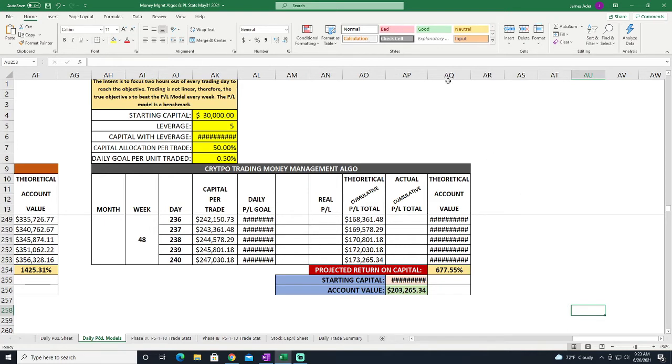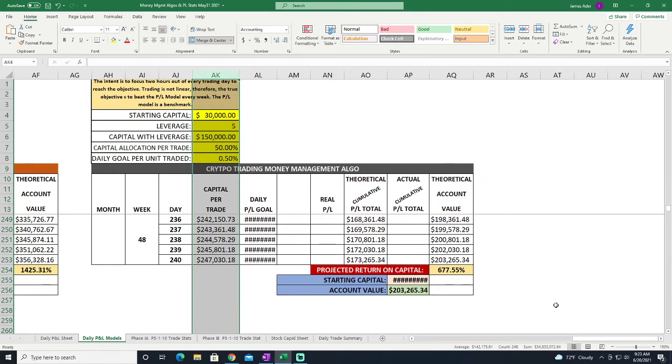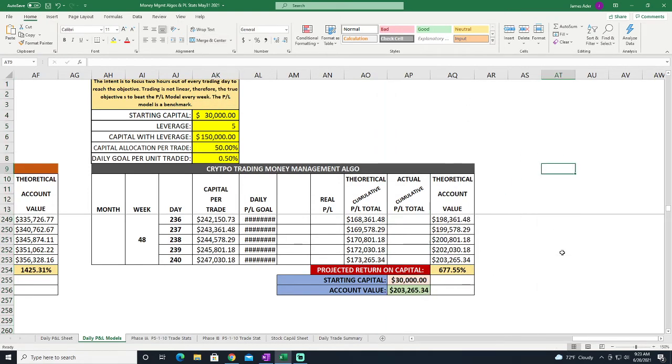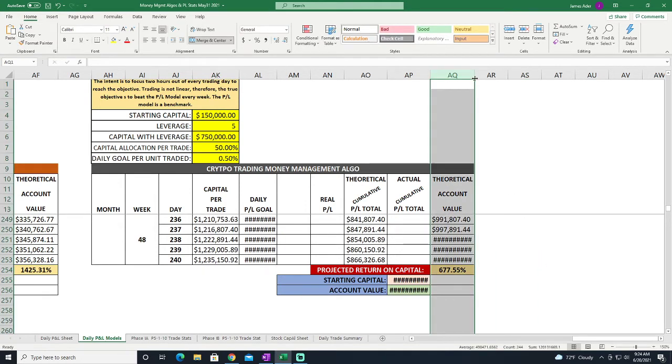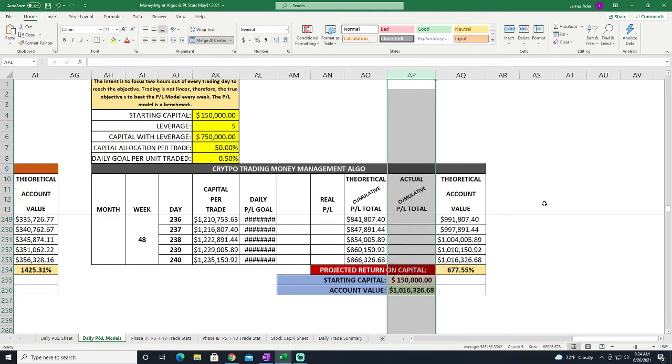Now we've got some money to work with at the end of year three. Let's look at year four. Let's say we don't get 250, 200, we get 150. Yeah, that's at the end of year four, using very conservative money management algorithms.